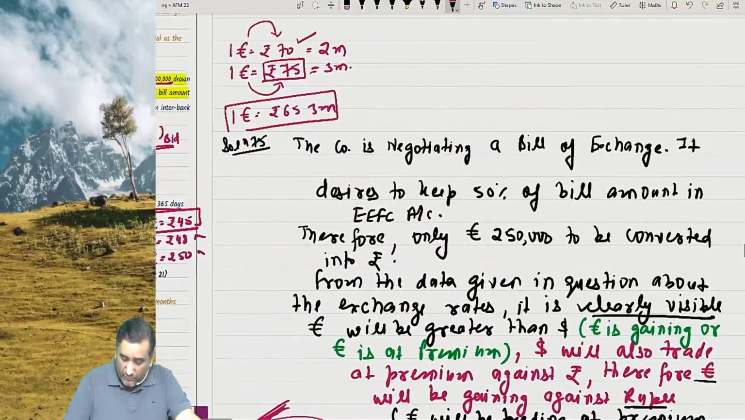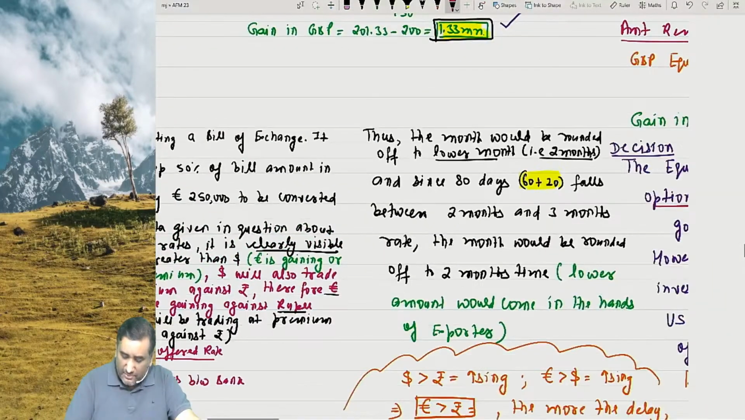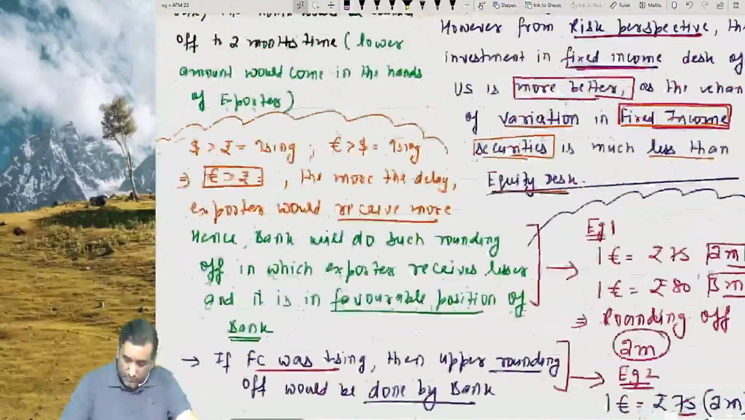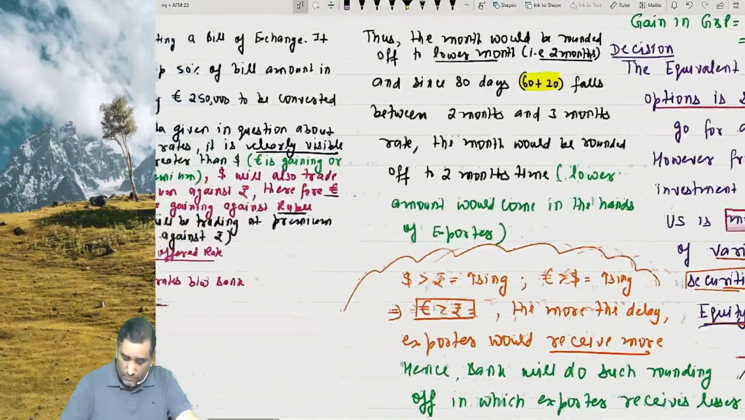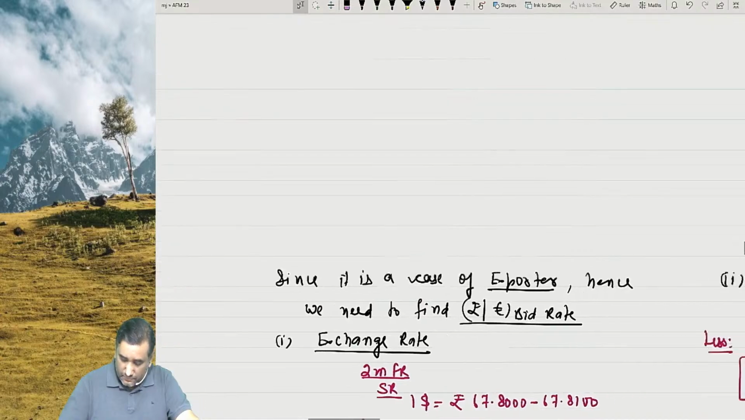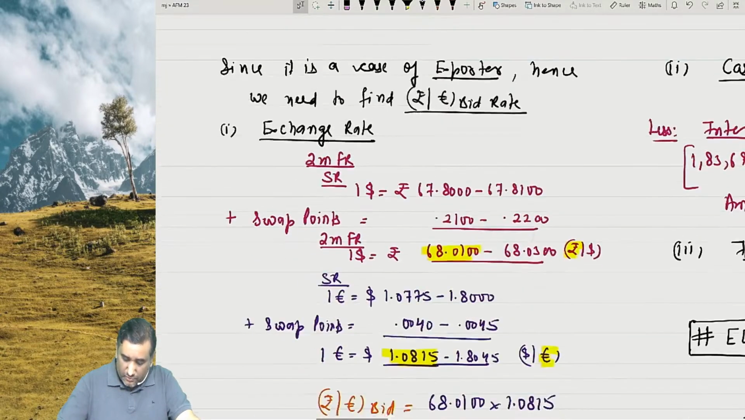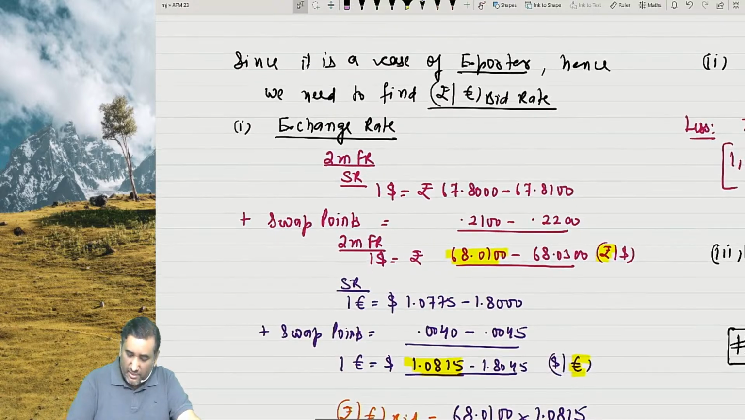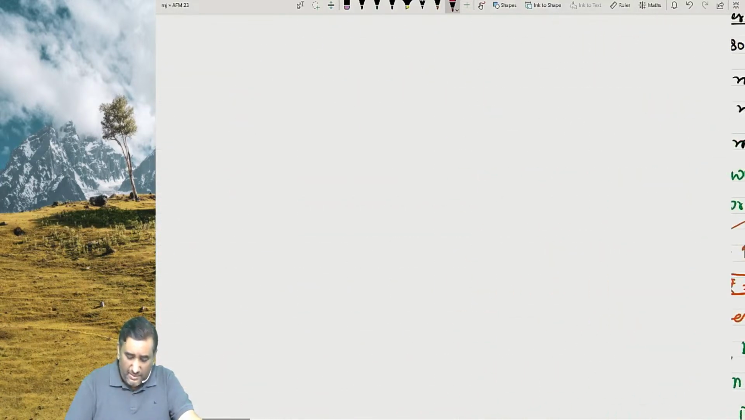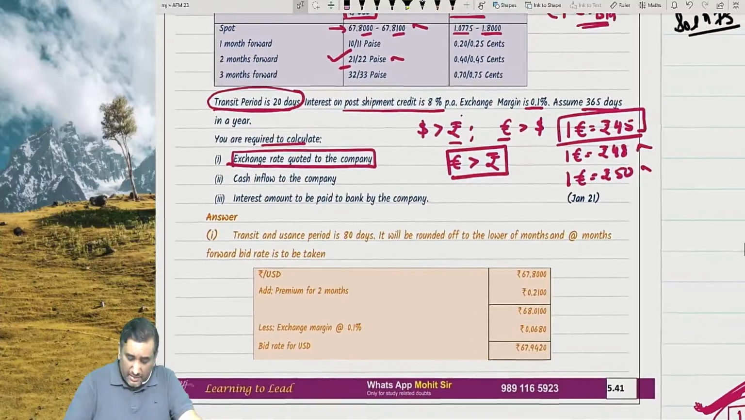So when I'm doing rounding off, I have written that same theory here. When we do rounding off, since it's a case of exporter, we need to find rupee per euro bid rate. It was given 67.8. Rounding off would be done at 2 months because the more I delay, the more will go into the hands of what? Customer.